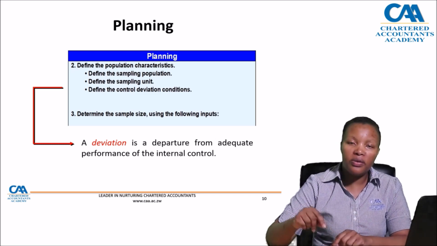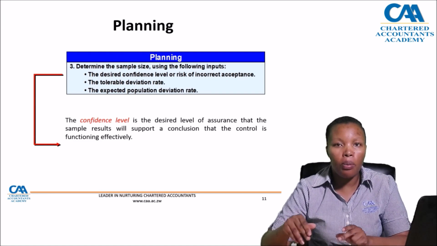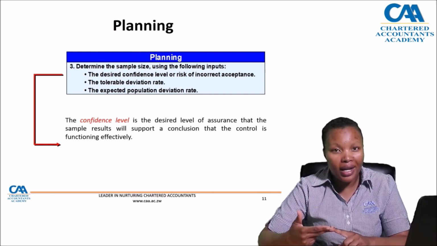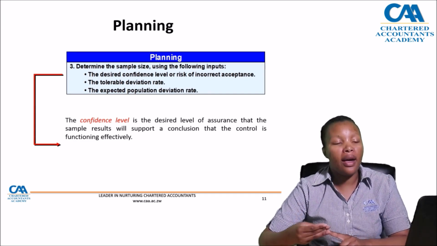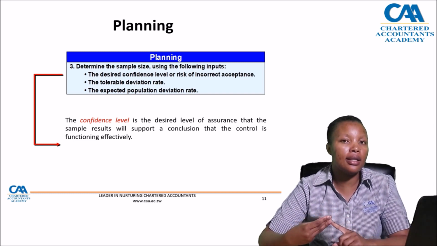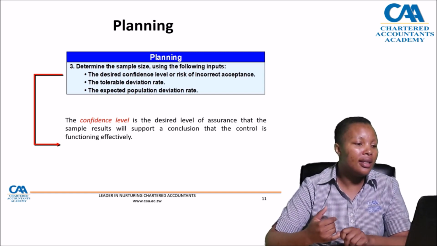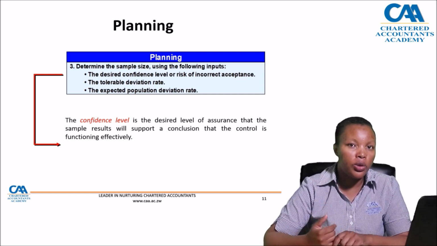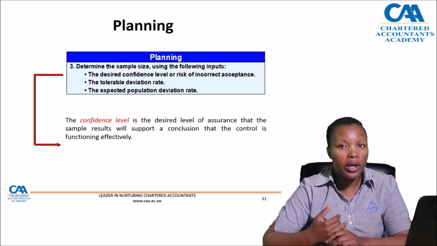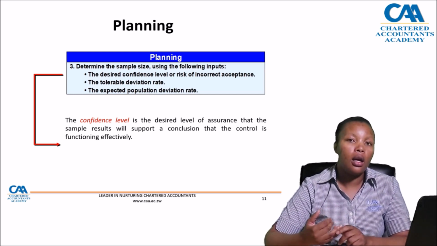And now when we've defined our population, we need to define our population size. We've defined our objective, we've defined our population. Now we have to determine our population size. And our population size is determined using three inputs. Those are the desired confidence level, which we discussed in part 1, or the risk of incorrect acceptance, which we also discussed in part 1.